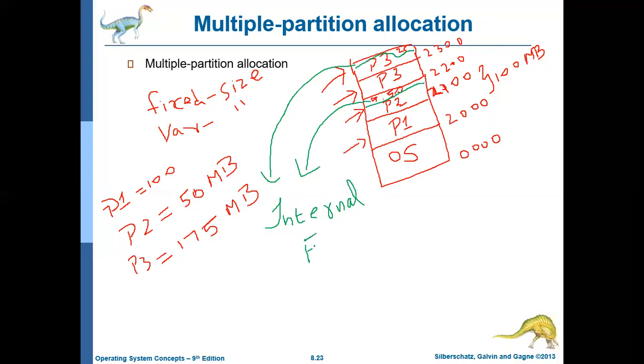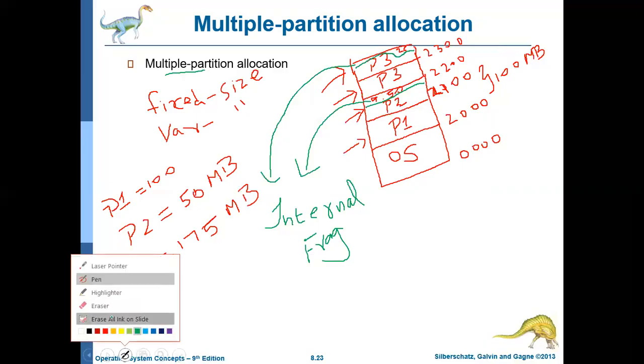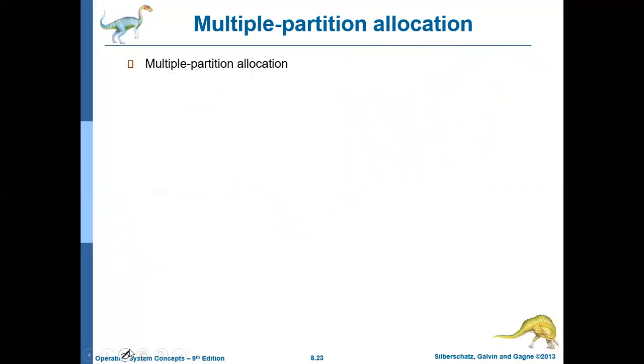So this is about fixed size partition. We are talking about multiple partition allocation. This is how fixed size partition works, and it creates a problem called internal fragmentation. Next, let us see how variable size partitioning works.